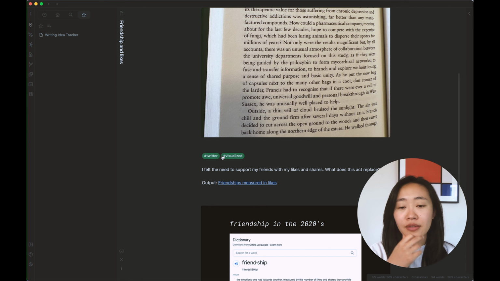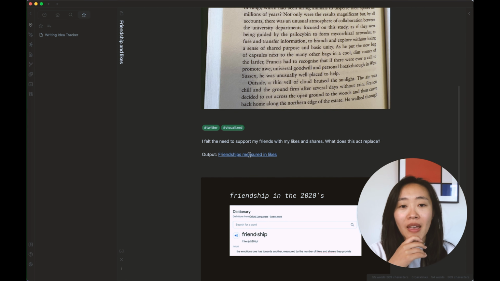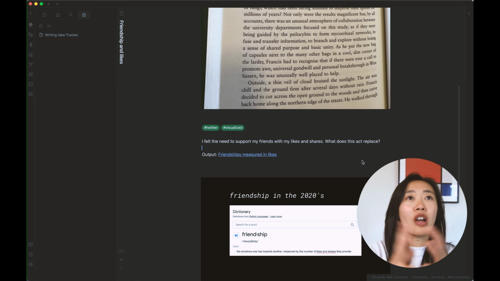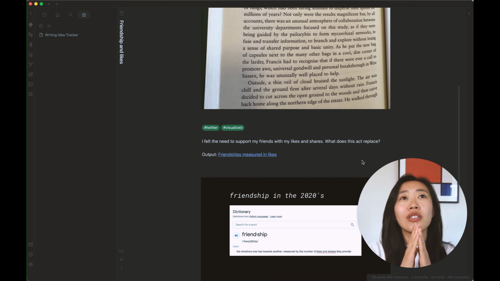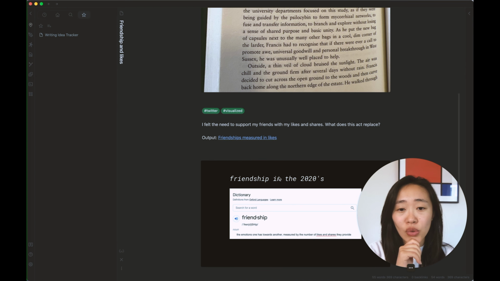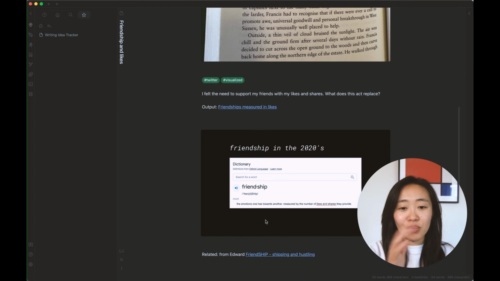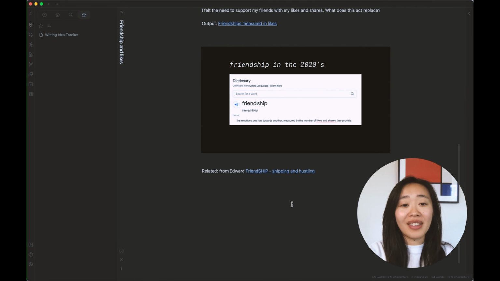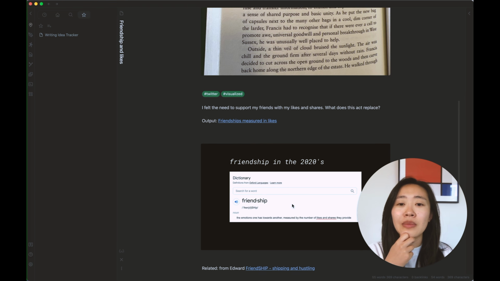So I tagged it Twitter first and wrote down what I thought about it. I felt the need to support my friends with likes and shares. I almost felt like, in order to remain friends, I need to support their journey. And I'm wondering, what does this act replace? It's got me thinking. So I created a visual on Twitter that looks like this, changing the definition of friendship to the emotion one has towards another, measured by the number of likes and shares they provide.